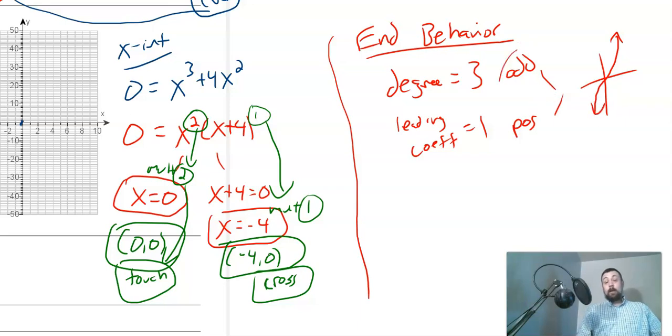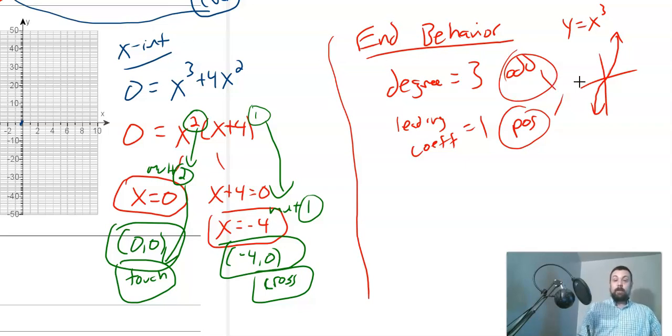This is the graph you should think of for odd degree. Positive leading coefficient, this one is also a positive leading coefficient. So this is my end behavior. It's not what my graph looks like exactly, but the end behavior will be the same. It's going to go up to the right, and down to the left.